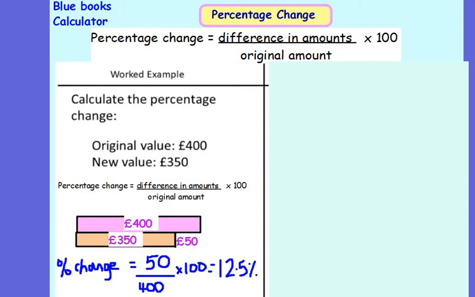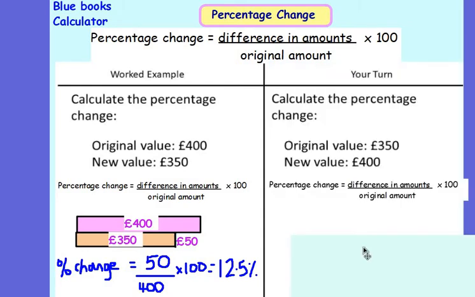In your dark blue books, use a calculator. Have a go at this example for me, please. Pause the video and complete that now.